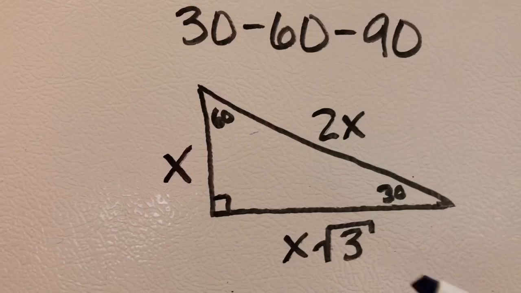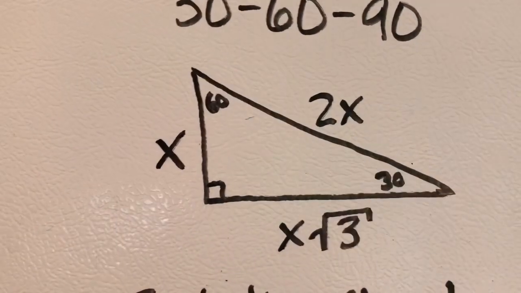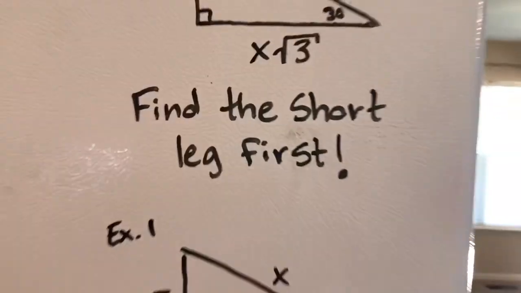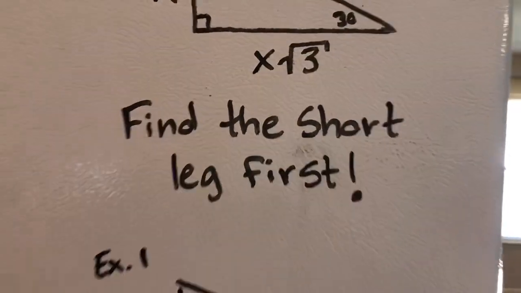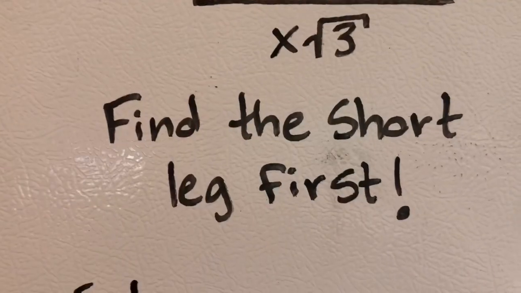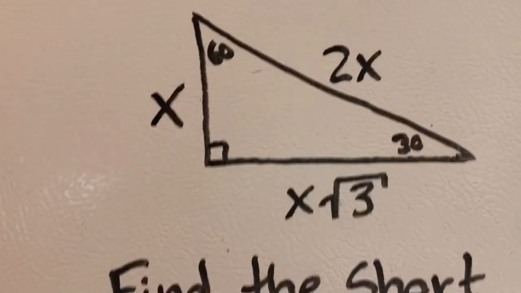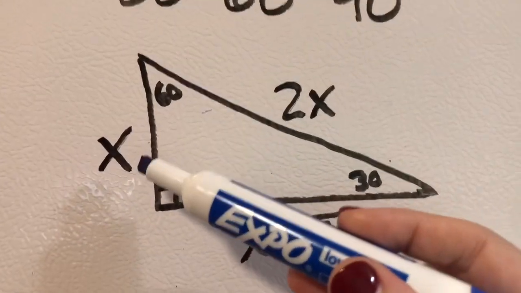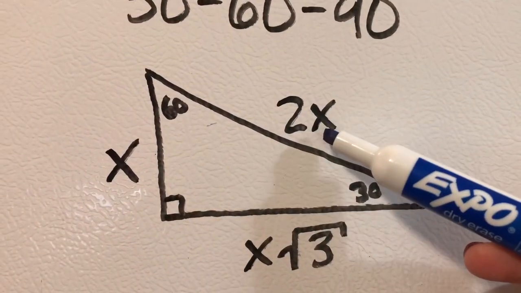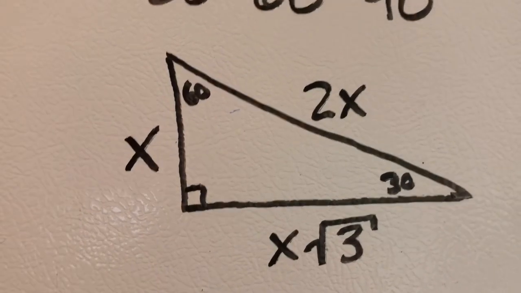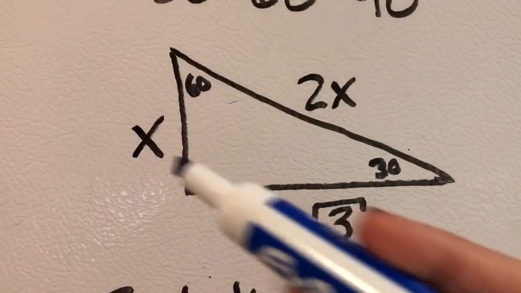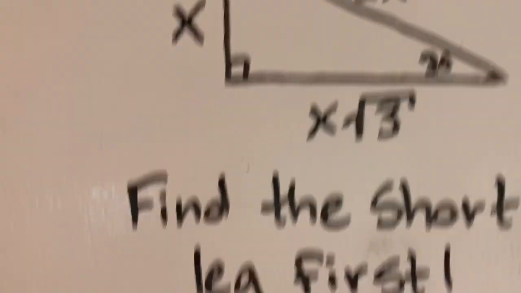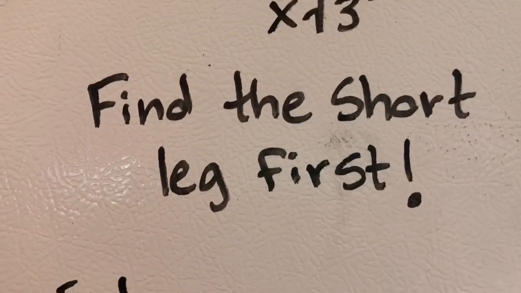Our pattern that we're working with is based off of the short leg. So big hint here: find the short leg first, always. If they give you the short leg, then good times, a-rollin'. But if they don't, then we've got to find the short leg first. And then from there, we're just following the pattern, and that is that our hypotenuse is just going to be double the short leg. Our long leg is going to be the short leg times radical 3. Always finding the short leg first.